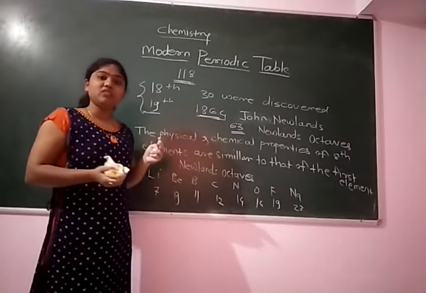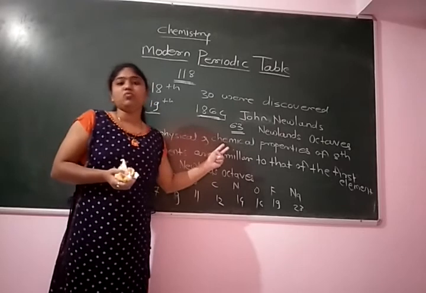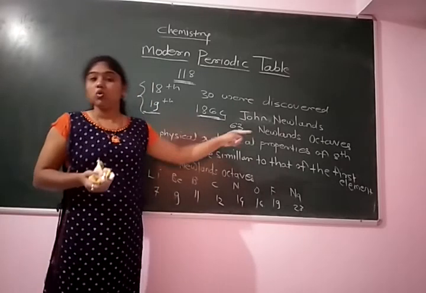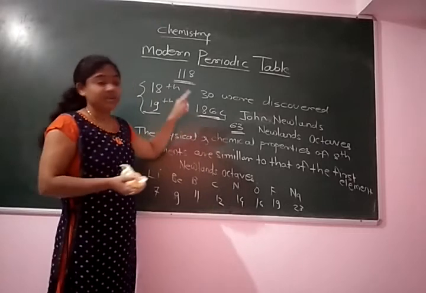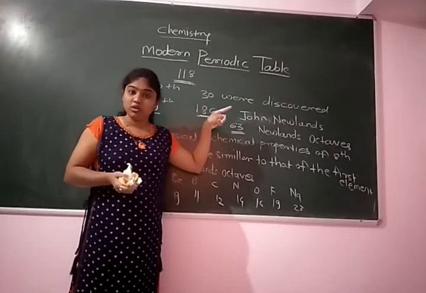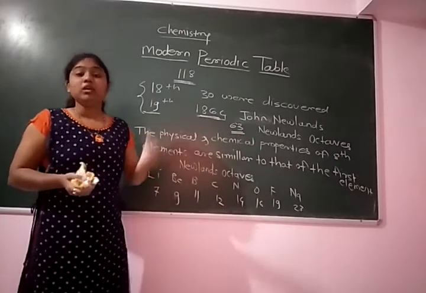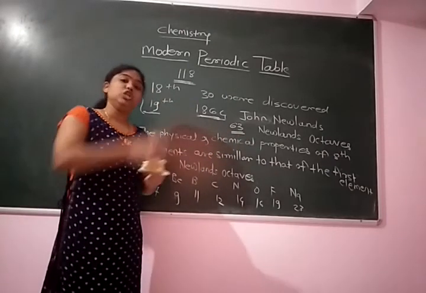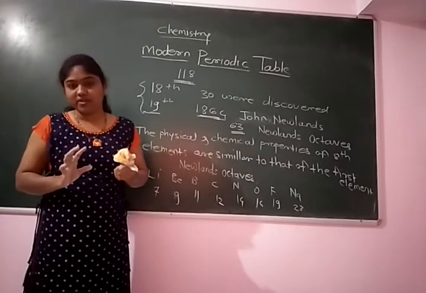And what was the triad? He told that in triads, the atomic weight of the middle element was approximately the same as the average of the other 2 elements. This happened in the 18th century, in 1817. After that, in 1854, J.P. Cooke came and he found the homologous series. It means that he arranged the elements in a homologous series in the increasing order of their atomic weights.